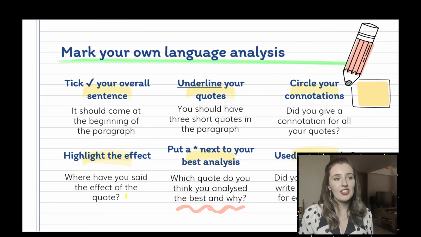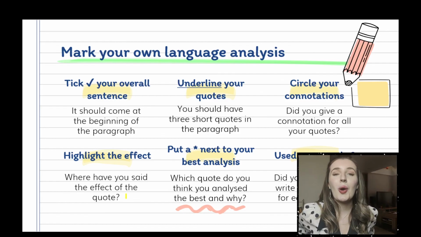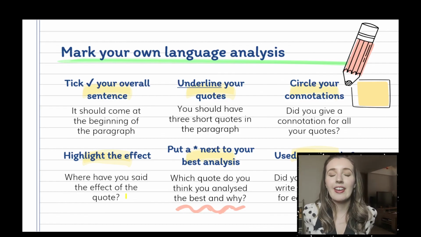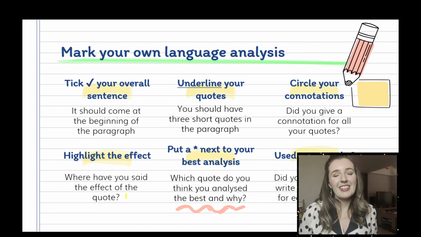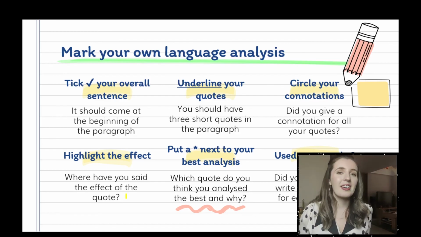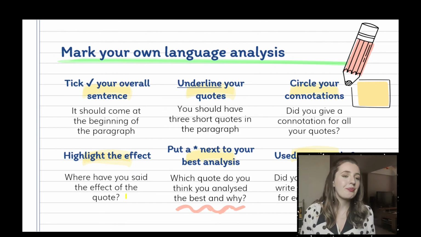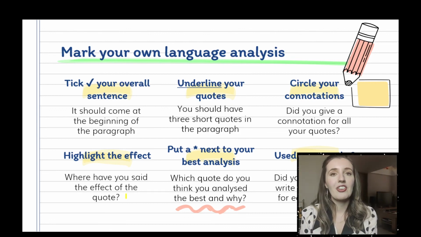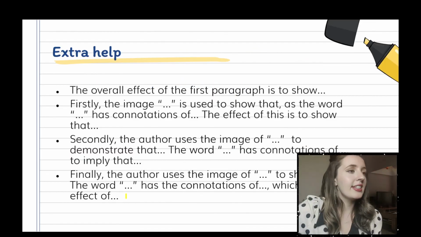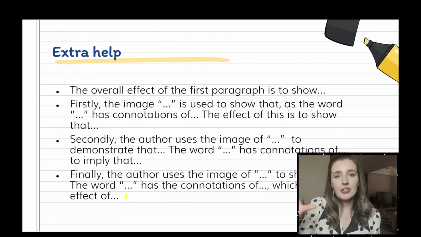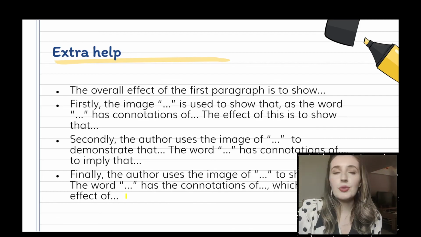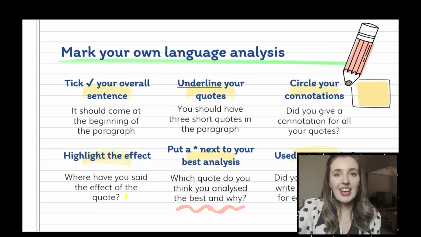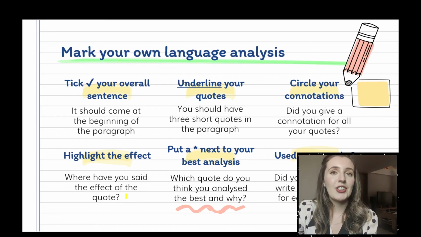Put a star next to your best piece of analysis. Which quote do you think you analysed the best and why? Which bit of analysis are you thinking, yeah, I did a good job there? If that was something original, I met the mark scheme really well there, or I thought of a really good point, put a star next to that one. And did you remember to write in one paragraph? Because all of this, although it's in 4 bullet points, should be one paragraph joined together. You don't need to start a new line for each of those. So that's my overall advice for this question.